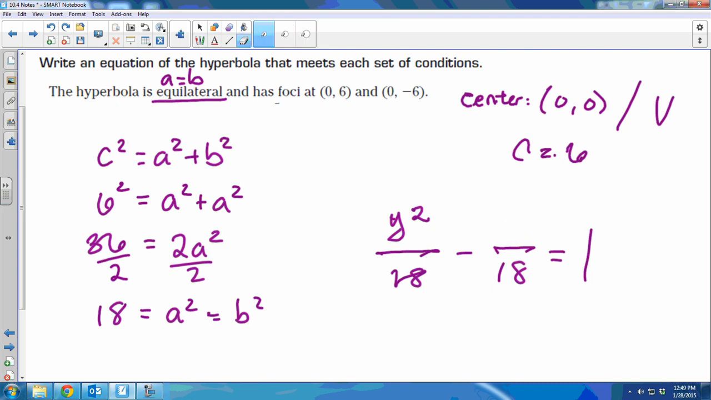So again, that one's not really difficult. You just had to know what equilateral meant in this case, that A equals B. Not hard, I promise. Okay, questions about the equilateral example? Okay, then one more.